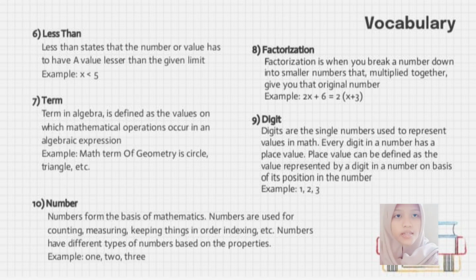The ninth vocabulary is digit. Digits are single numbers used to represent value in math. Every digit in a number has a place value. Place value can be defined as the value represented by a digit in a number on the basis of its position in the number. Example, 1, 2, 3.